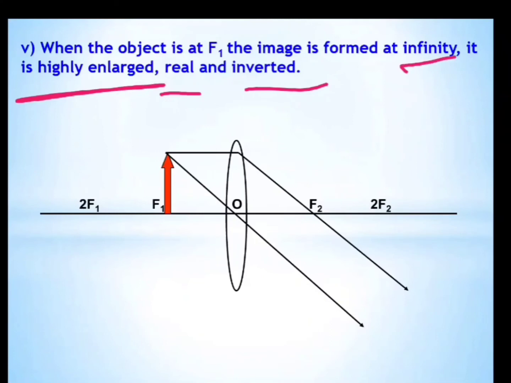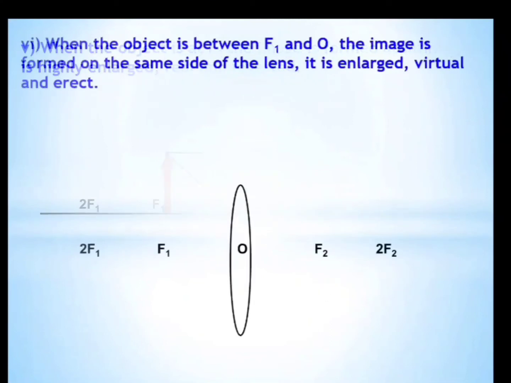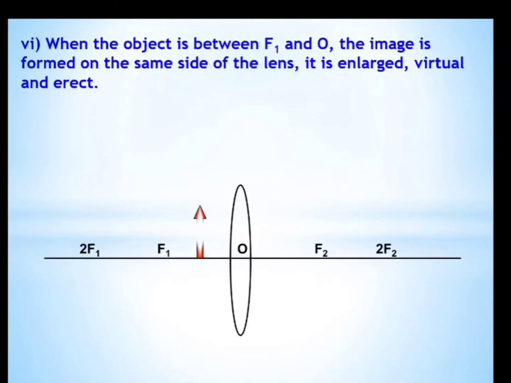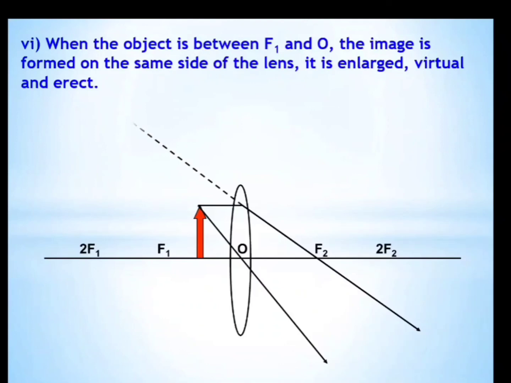at infinity, right? Next we have the very important ray diagram, that is the object lying between F and O. Okay, so the first ray will go parallel to principal axis and pass through focus, and the second ray goes through O. They will never intersect each other behind the lens, but if we produce them backward, both the rays will combine at a point and form a magnified, virtual and erect image on the same side of the lens.